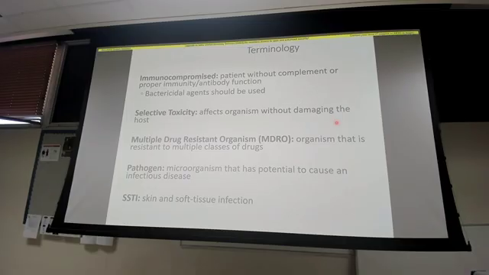MDROs, or multiple drug resistant organisms. Those are going to be our organisms that are resistant to several different classes, sometimes 2 to 3 different classes of the drugs that we have to kill our bugs. This is becoming more prevalent, which is why we're trying to make new antibiotics, because now our old ones don't work as much. So we'll talk about antimicrobial stewardship because that's a big deal. We're trying to decrease the amount of MDROs that we have.